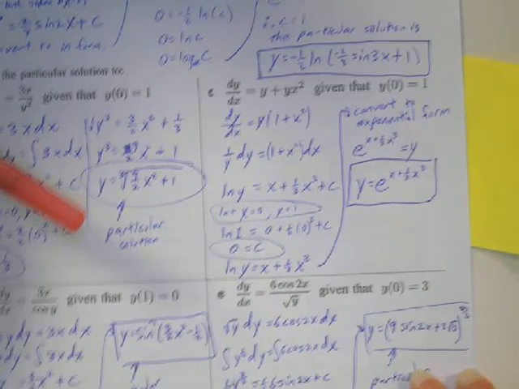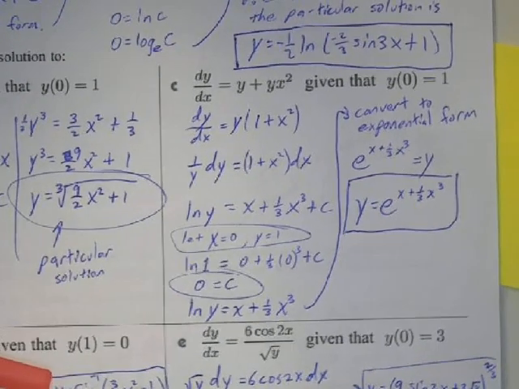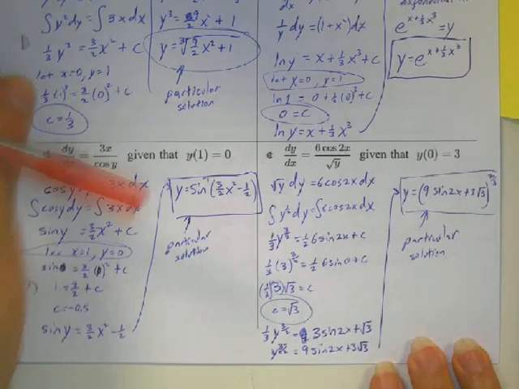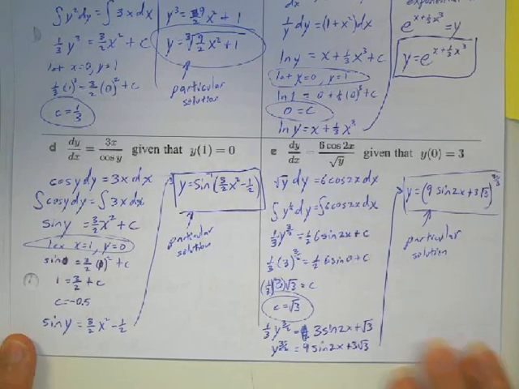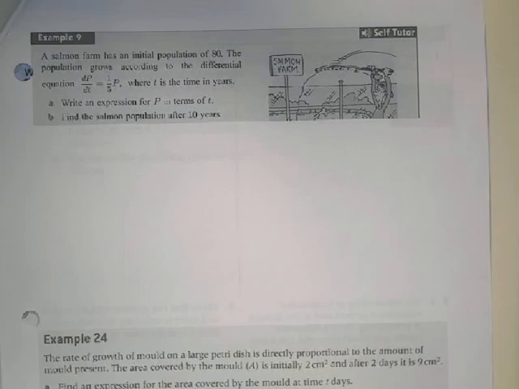Let me show you the answers for this one. Hit pause. Okay, and here are the answers for these two. Hit pause. Okay, what's the next one? Okay, example 24 is really important, but let's do 29 first.